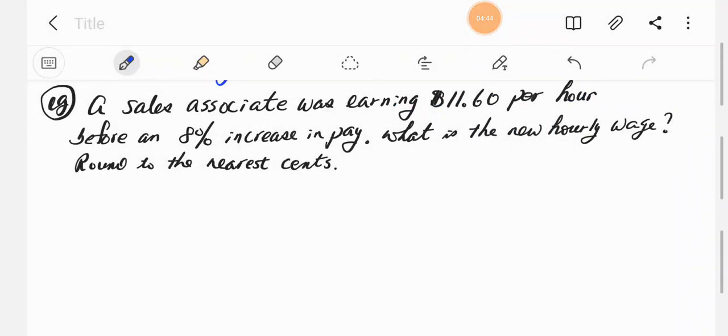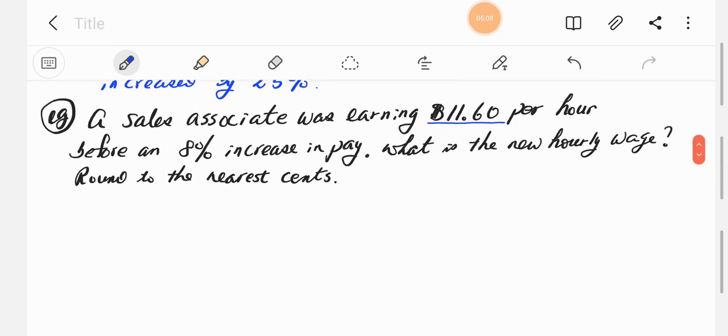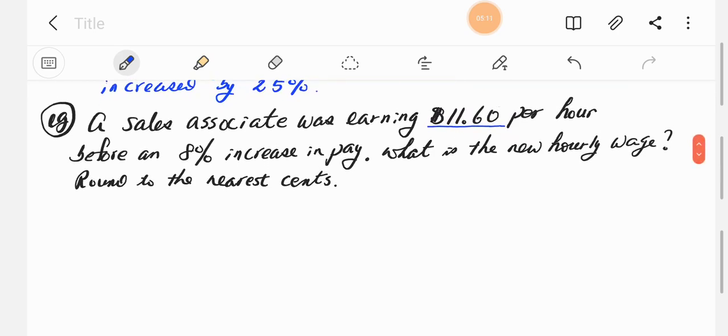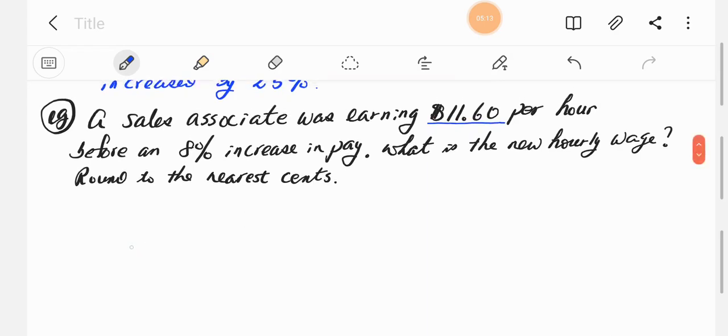Okay, for this example, a sales associate was earning $11.60 per hour before an 8% increase in pay. What's the new hourly wage? Round to the nearest cents. Okay. So look at this. Before the wage increase, the original amount was $11.60. This is the base amount, isn't it? So let me draw a little diagram. It's much easier.